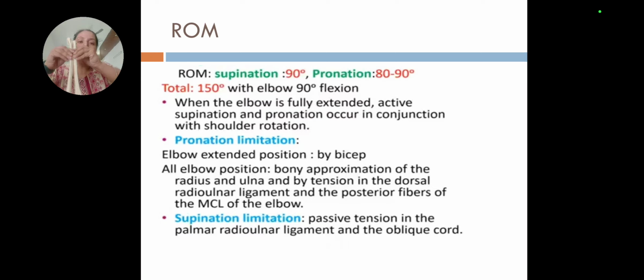The tension of the dorsal radioulnar ligament will be taut, and the posterior fibers of the medial collateral ligament are also bringing about stability or limiting the pronation movement. So the stabilizers are the posterior fibers of the medial collateral ligament, and the tension is on the dorsal radioulnar ligament. Fine. In supination, there is tension at the palmar radioulnar ligament and the oblique cord ligament. Fine, you understand?